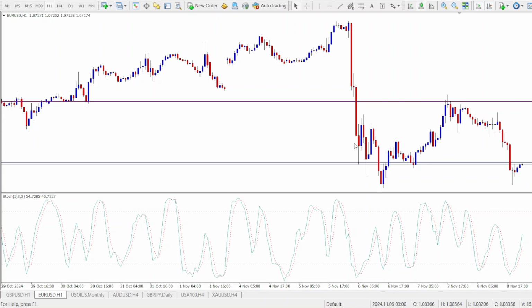Now let us talk about time frames, because this is crucial for scalping. Since we are looking for quick moves, the 1 minute and the 5-minute charts are often preferred for scalping.